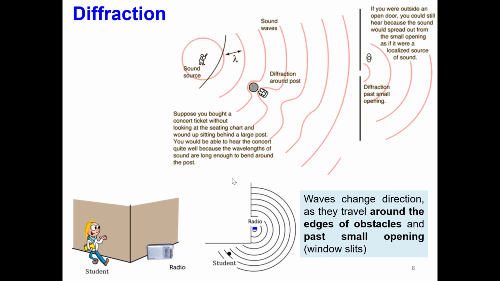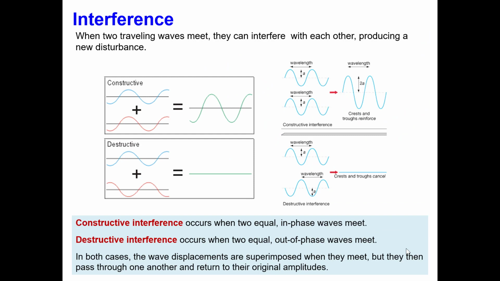Then the diffraction, we can associate the diffraction that the sound or the wave can travel around the edges of the obstacles. Another phenomenon associated with the waves is the interference, and this occurs when two traveling waves meet. Then they can interfere with each other, producing a new disturbance. In other words, producing a new wave.